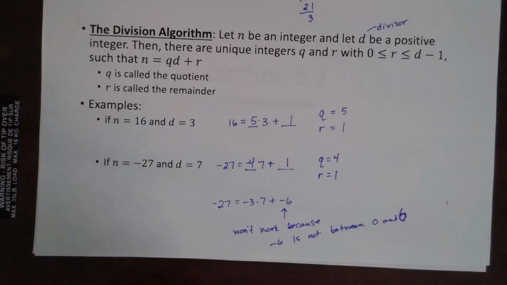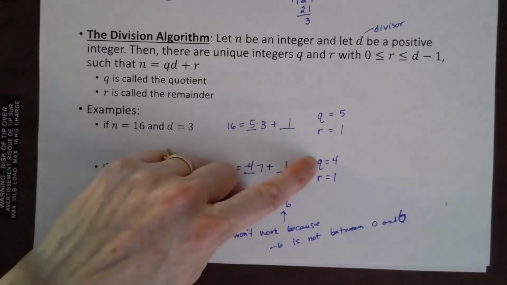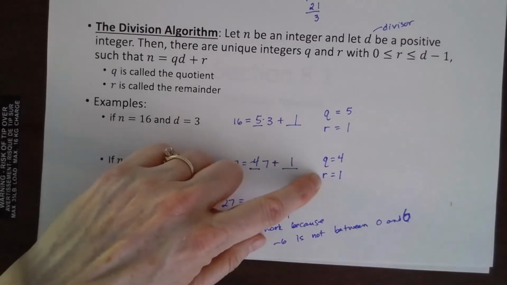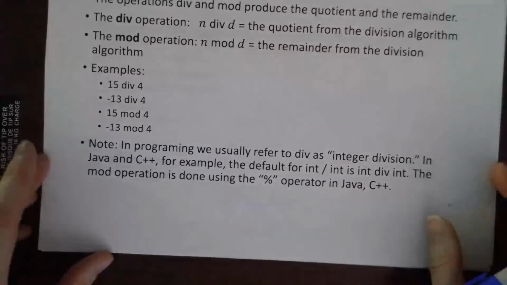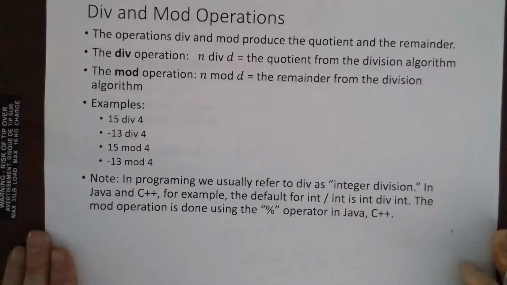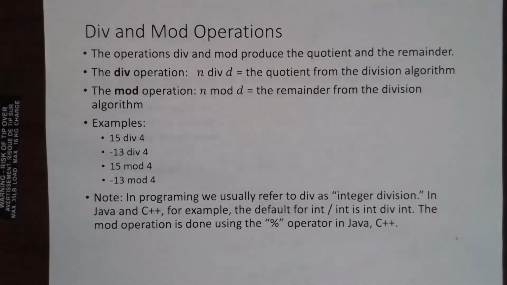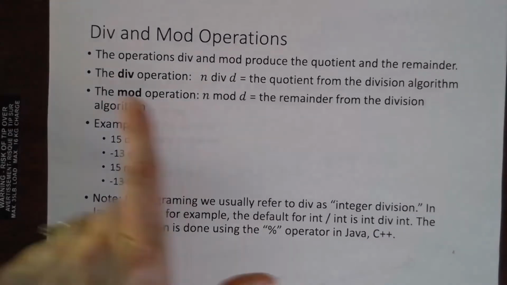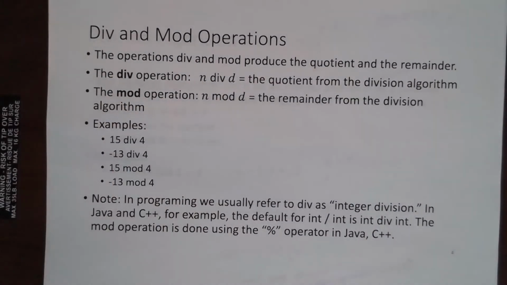That's how the mod and div operators work in your programming languages, because the quotient is always the result of the div, the integer division, and the R is always the result of your modulus operator, the percent operator. Which takes us to our next slide. The div and mod operators produce the quotient and the remainder that we just looked at. The Q value will be the result of the div operation, and the mod operation will always give us the remainder.